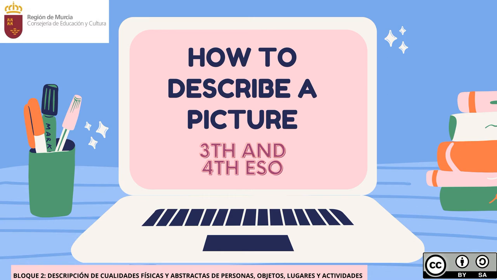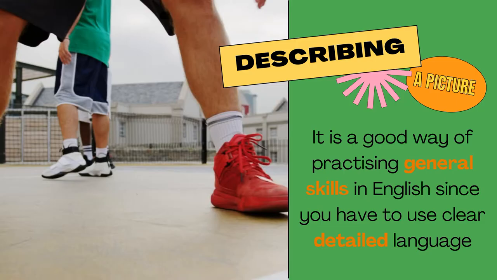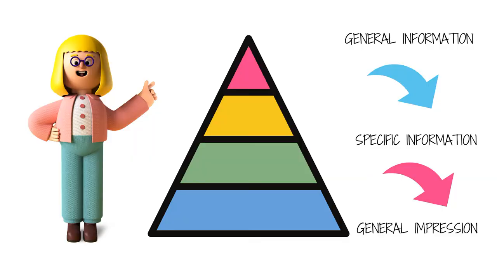Hello, dear students. Well, the aim of this video is to give you an overview of the structure that you can follow to describe a picture and also vocabulary which can be useful for you. So, let's start. Describing a photo is a good way of practicing general skills in English, since you have to use clear, detailed language. The process goes from giving general information about what you see, moving to the specific parts, and finishing with your general impression about the photo.